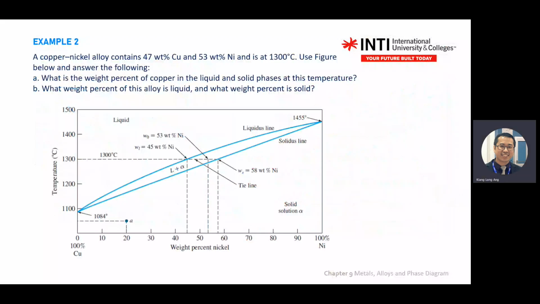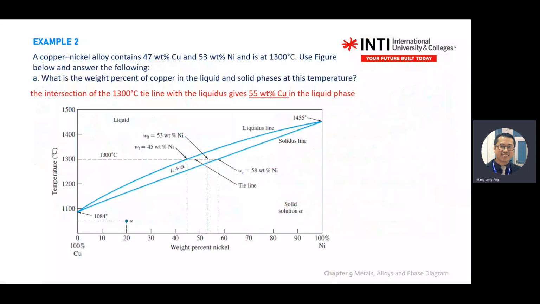So use the figure below to answer the following: what is the weight percentage of copper in the liquid and solid phase for this percentage of alloy? What is the weight percentage in liquid? What is the weight percentage in solid? So the important thing is the temperature, you draw the temperature straight line. Then, okay, I'll give you the steps.